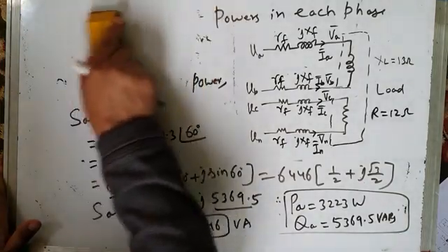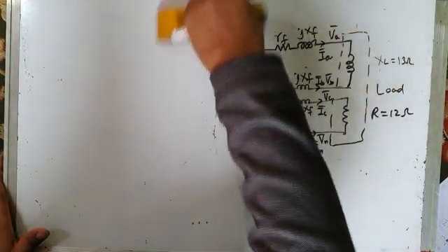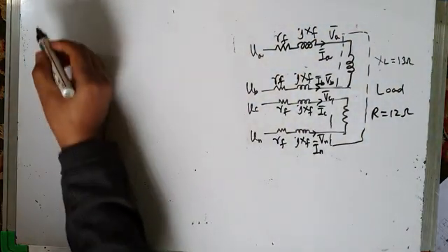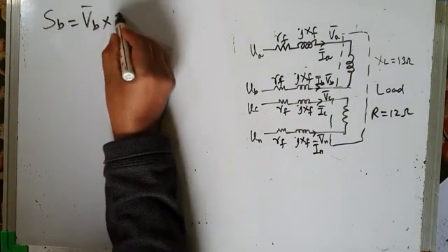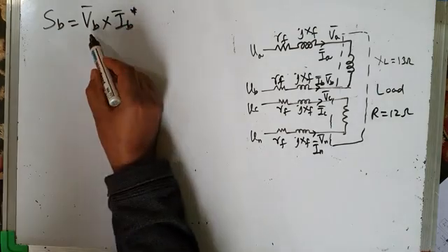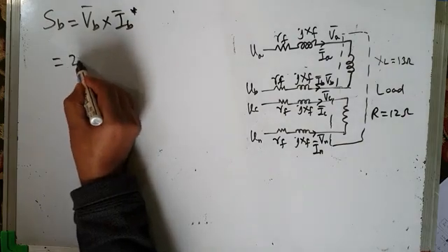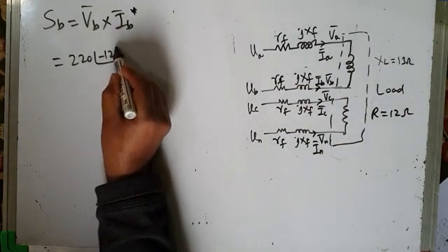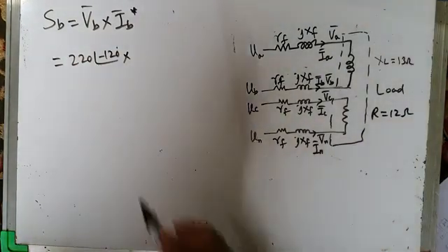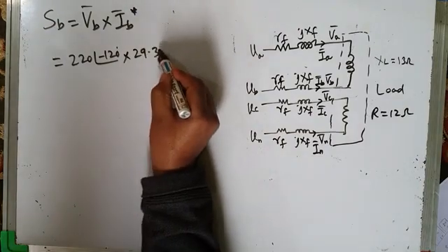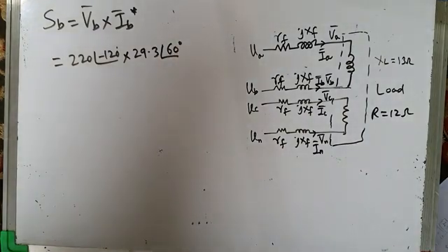Now let us try to find the apparent power, active power and reactive power of phase B. Let's quickly move to phase B. What is the apparent power of phase B? It is VB into IB star, that is the voltage phasor into the complex conjugate of current. If you remember, the voltage is 220 volts at an angle of minus 120 degrees. And the current, just a few moments back you found, is 29.3 at minus 60 degrees. Here the complex conjugate will make it plus 60 degrees.